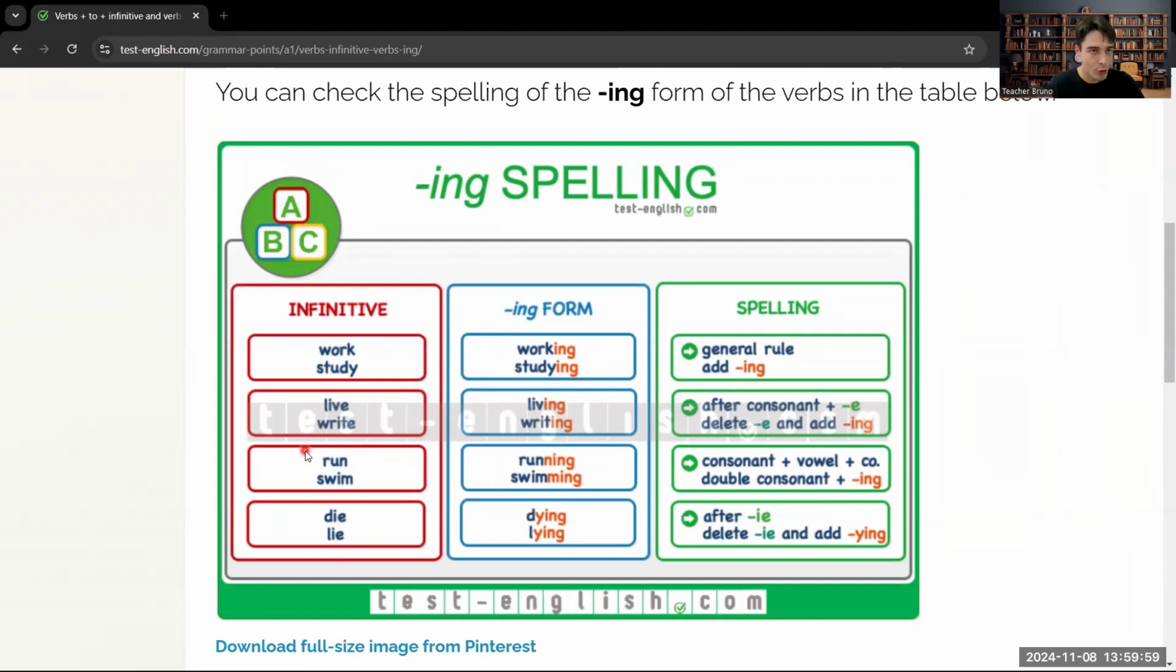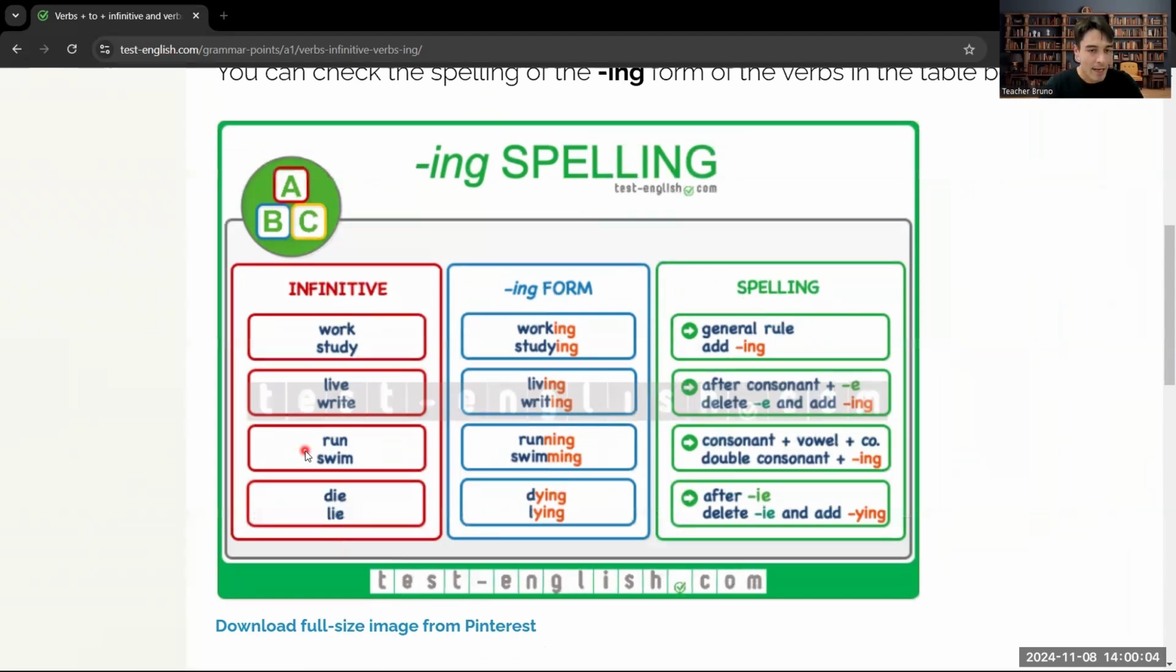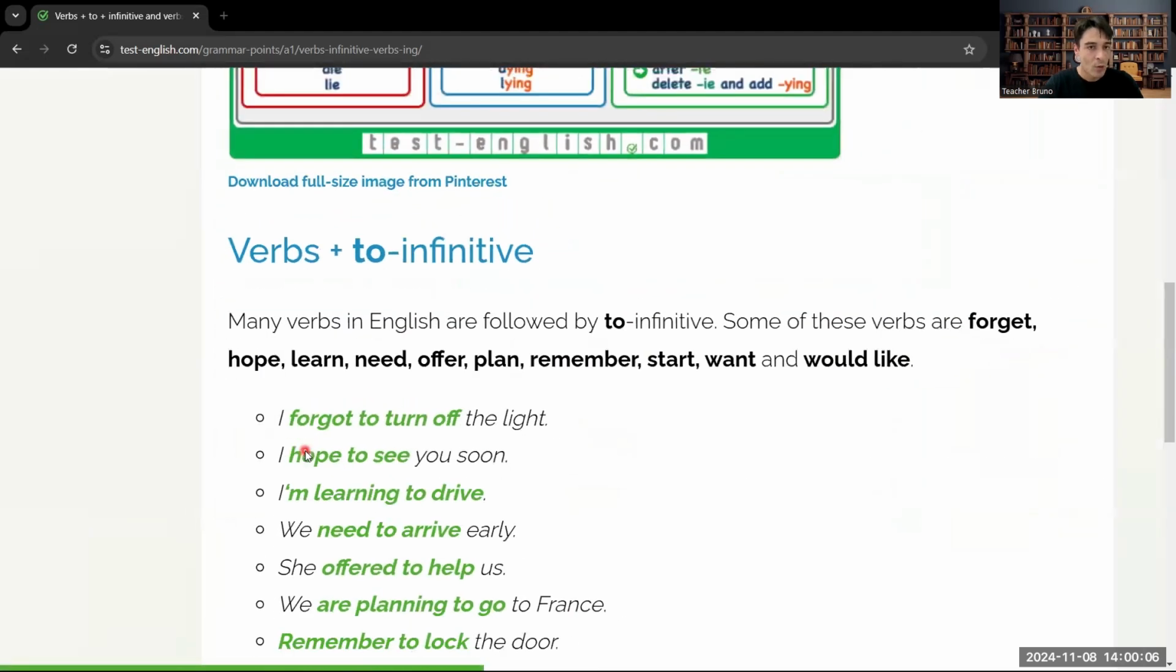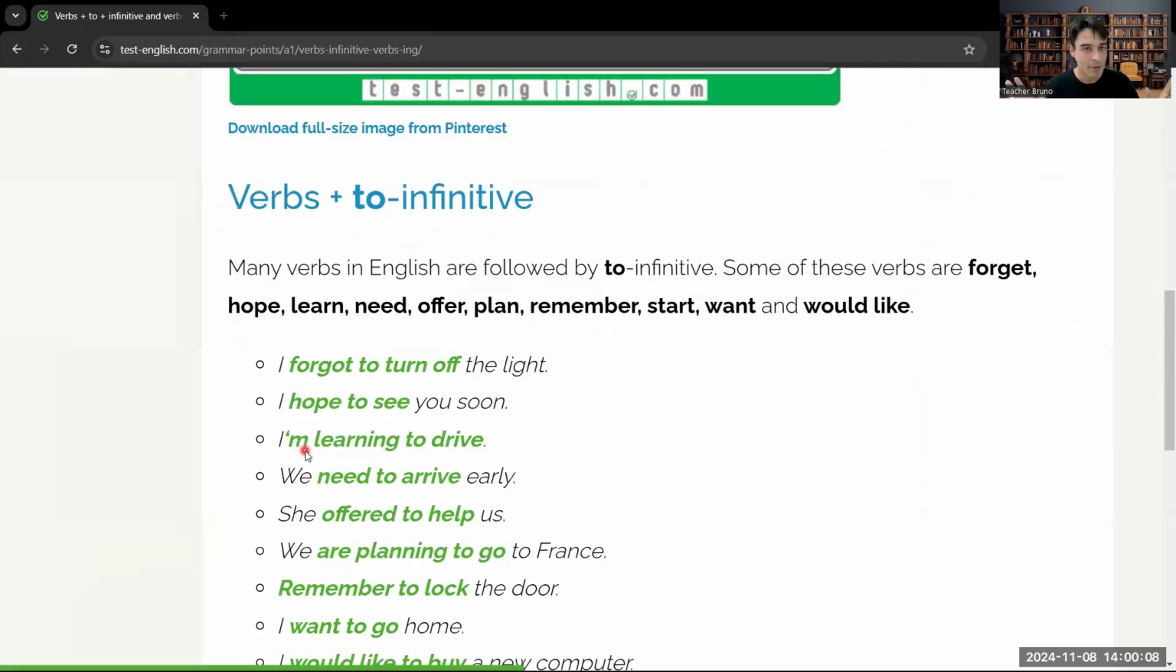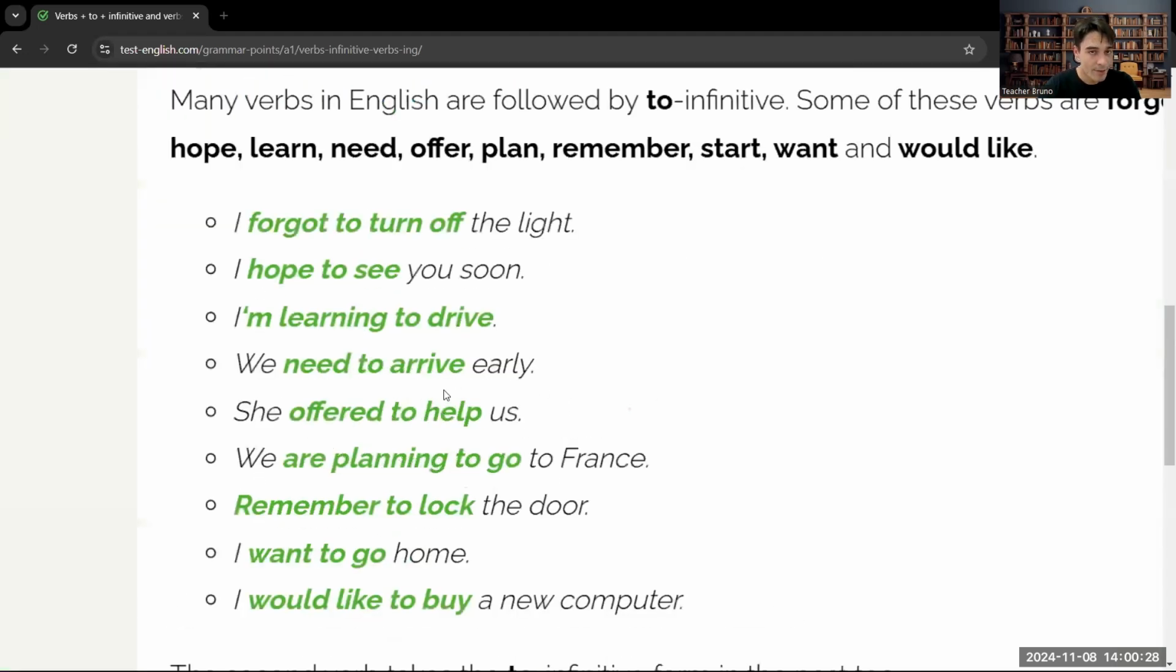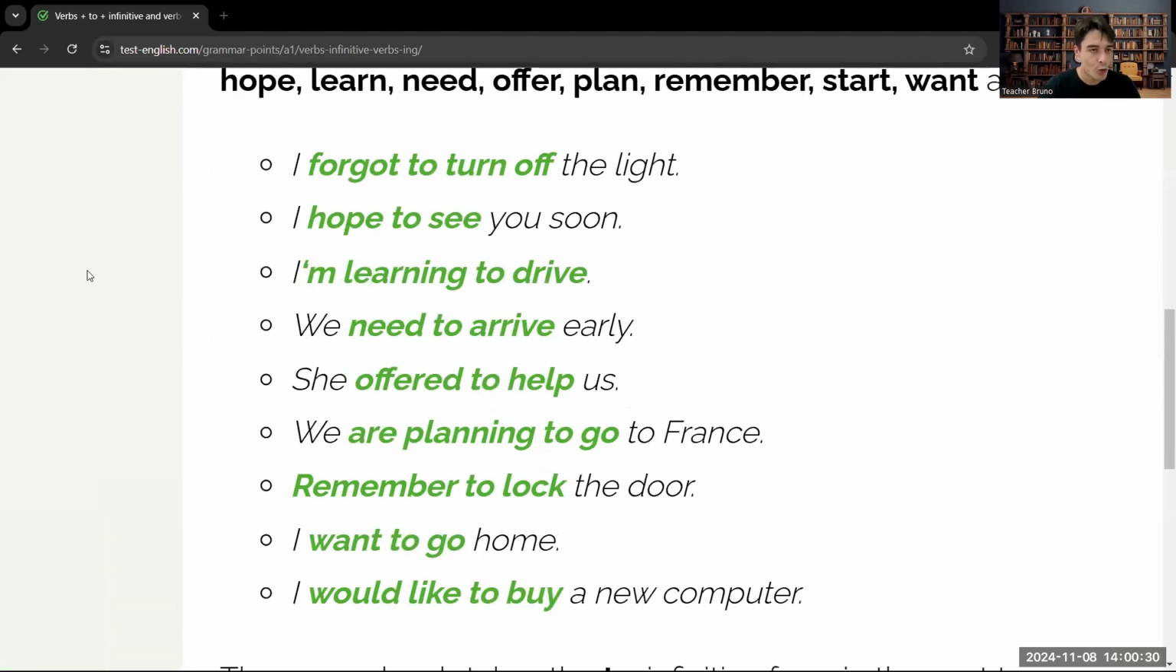It applies to present continuous as well, but that's not the point of our class today. Well, with that being said, let's take a look at verbs that require to and the infinitive. Many verbs in English are followed by it, such as forget, hope, learn, etc. I forgot to turn off the lights. I hope to see you soon.